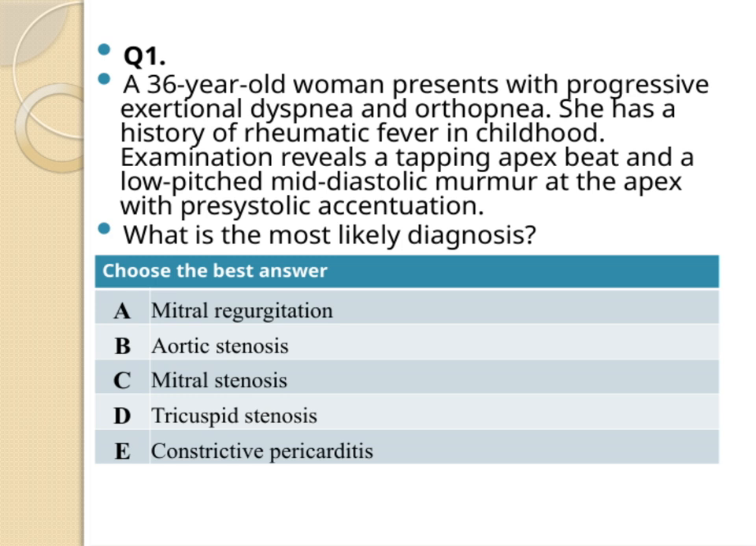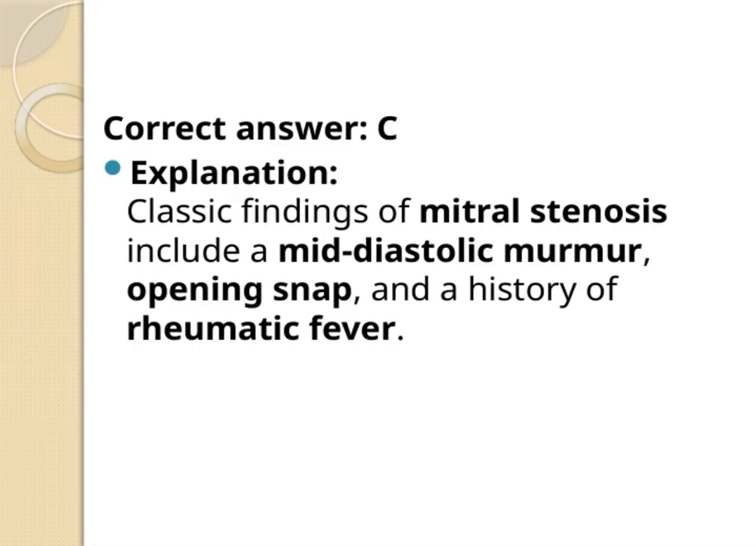Remember, mitral stenosis often presents with these specific murmurs and symptoms related to pulmonary congestion and atrial pressure. So, connecting all these points, the correct answer to this question is C, mitral stenosis. Let's go over the key features that help us identify mitral stenosis. The correct answer here is C.